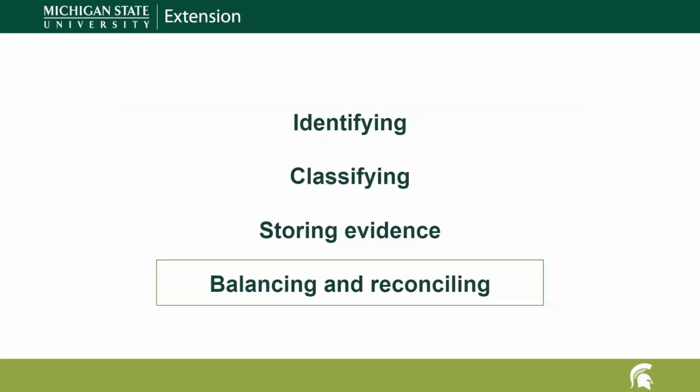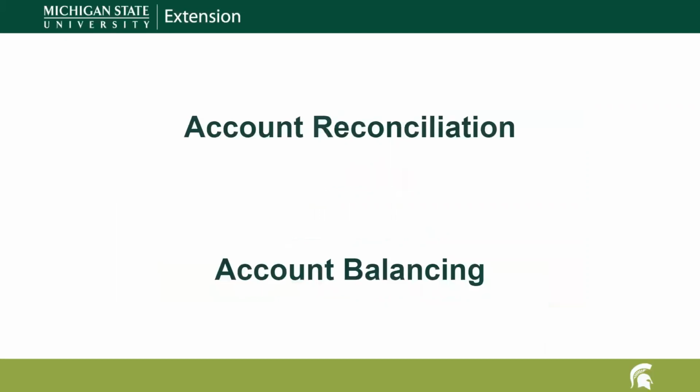So finally, we need to go back and balance and reconcile. That's the last step of keeping records. So let's talk about account balancing and reconciliation for a minute. Bank reconciliation is needed to ensure that your checking account balance is correct. Balancing is needed to verify that your records as a whole are correct.